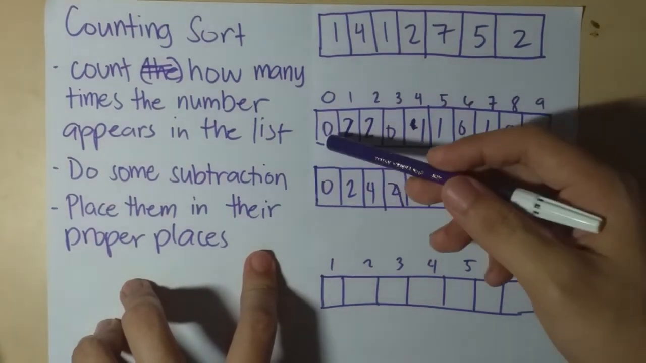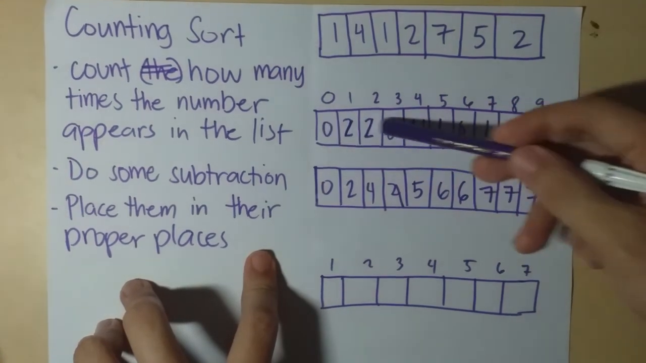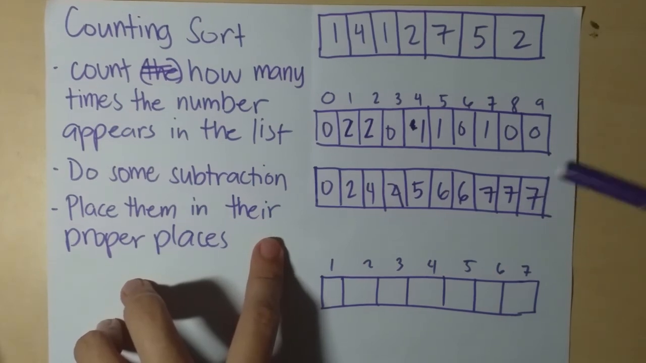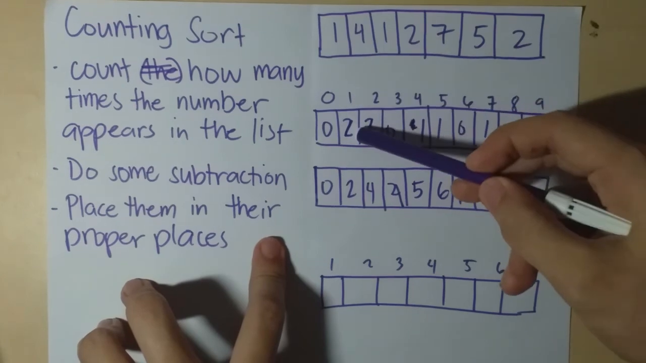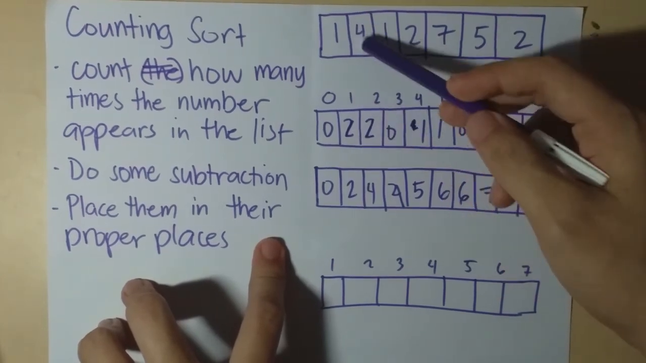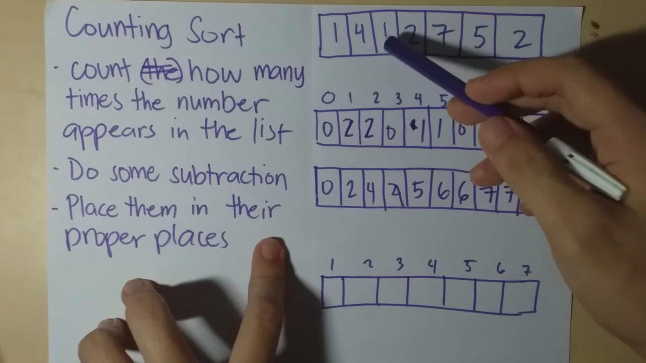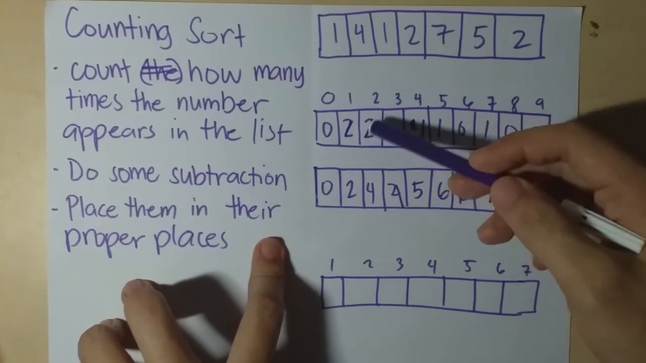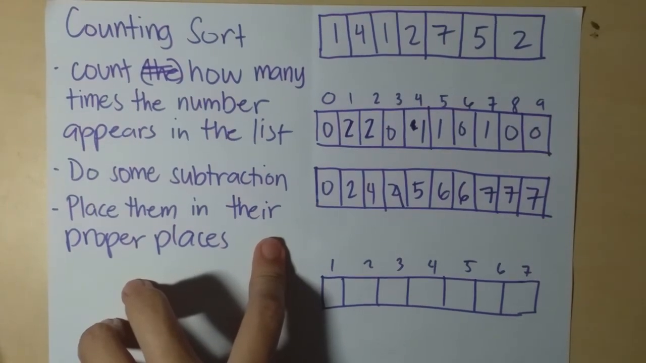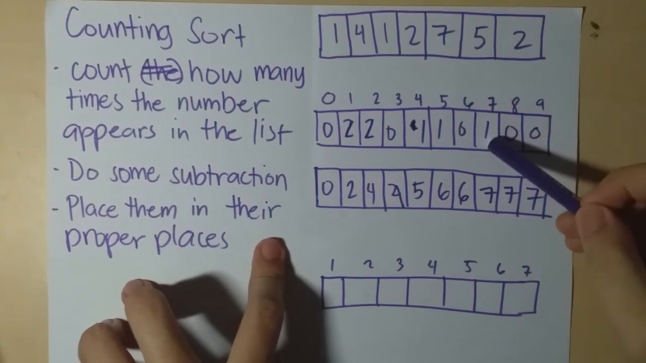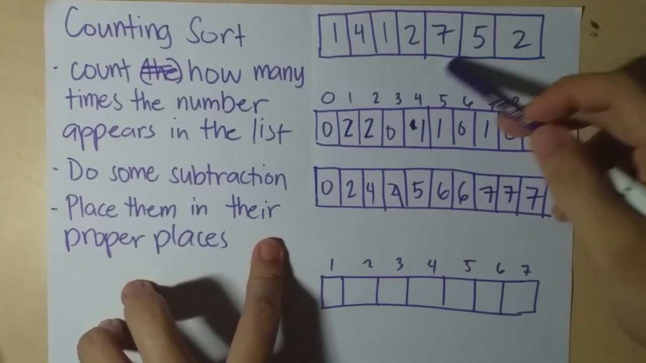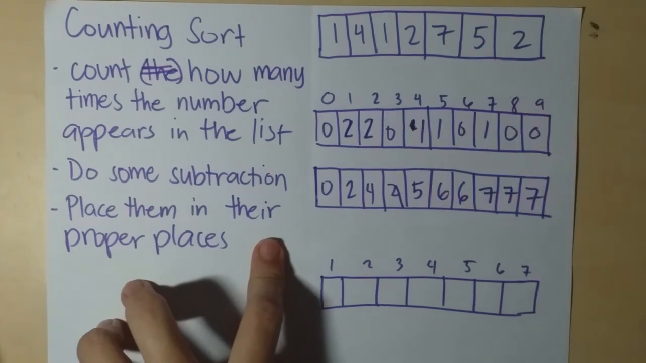So initially, all of these numbers are 0. What you're going to do is count the number of appearances of the numbers. So 1 goes right here, 1 appears once, then 4 only appears once. Then 1 again, so this becomes 2. Then you have number 2, which appears once at first. Then you have 7, so it appears here. Then 5. Then we have 2 again, so our number 2 right here becomes 2.